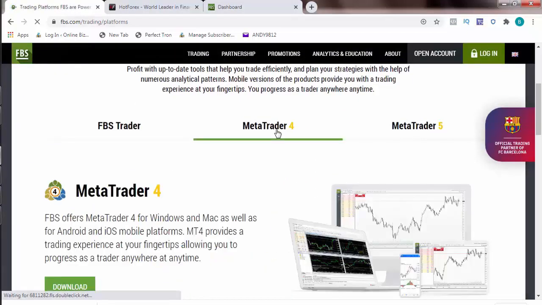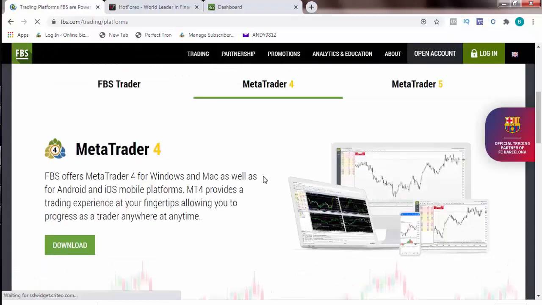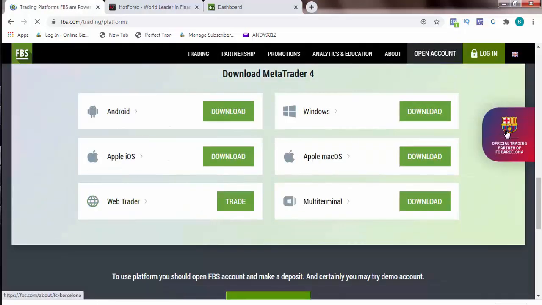Click on MetaTrader 4, then click on download. So when you click on download, you will see the download window. Just click on this, then it will start to download on your system. If you want to download on Android, you can click on it, but you click on this to download on the system, then the file that downloaded, you run it.